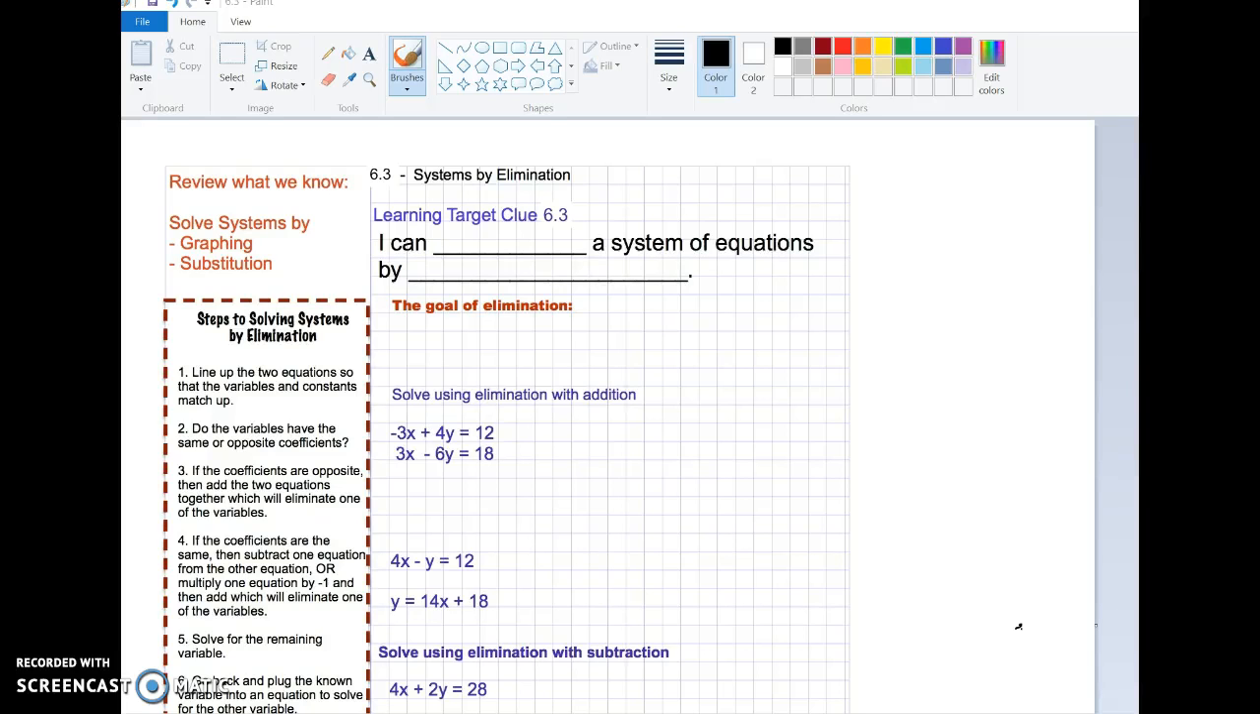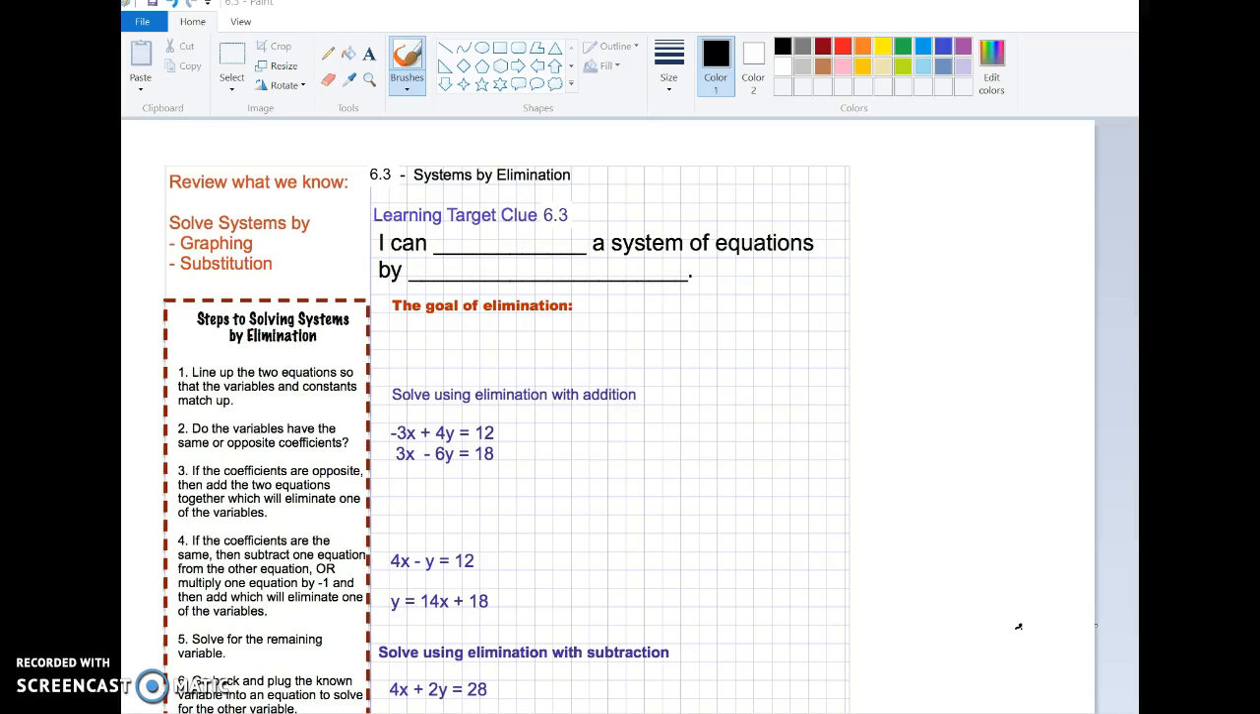Greetings, detectives. Mrs. McKay here, and we are working on Case 6, Solving Systems of Equations, and we're going to learn one new way called elimination. It's also called linear combination in your book, but I call it elimination.